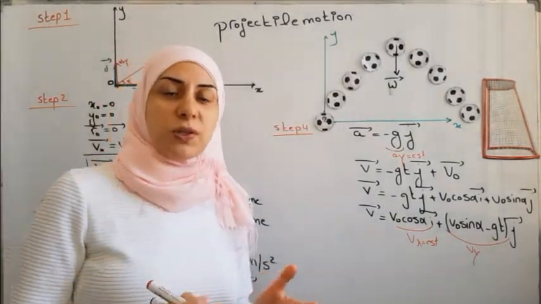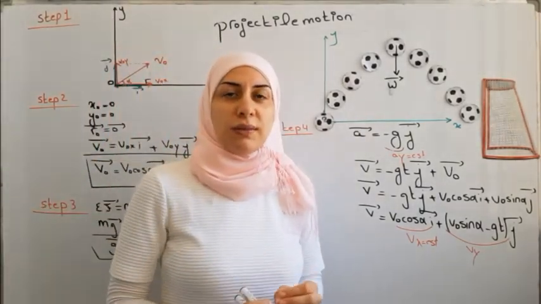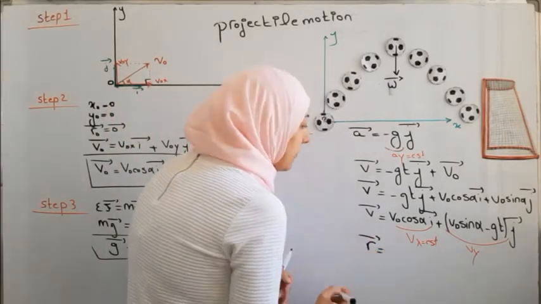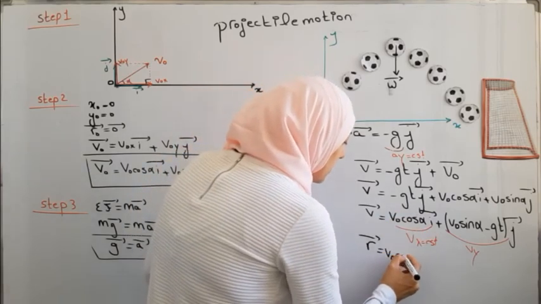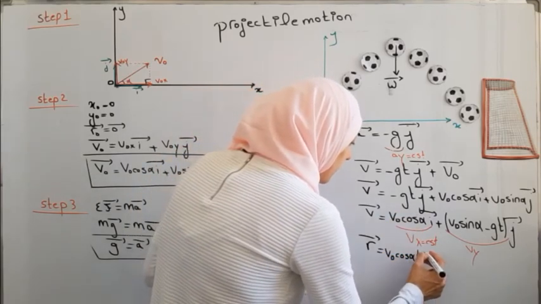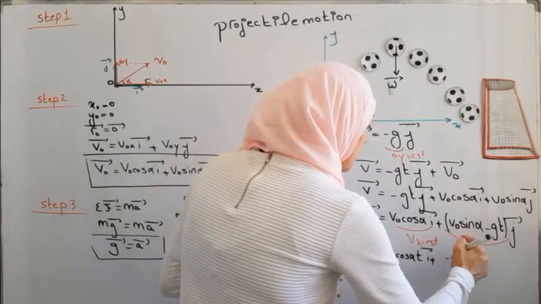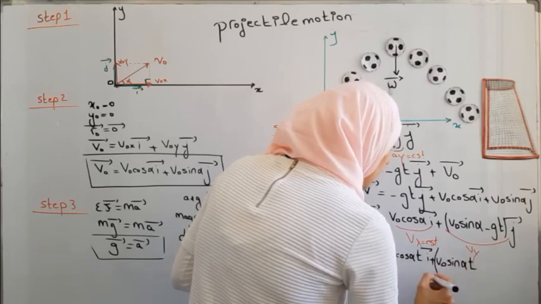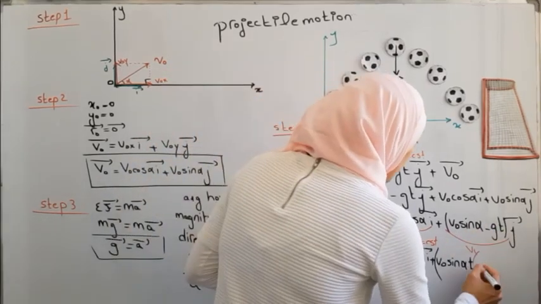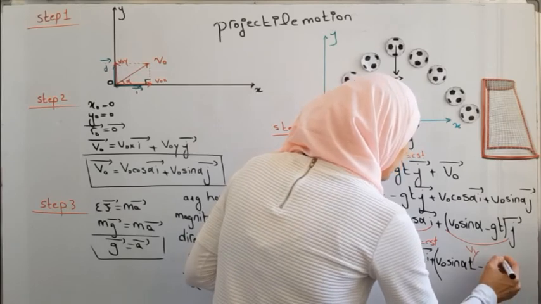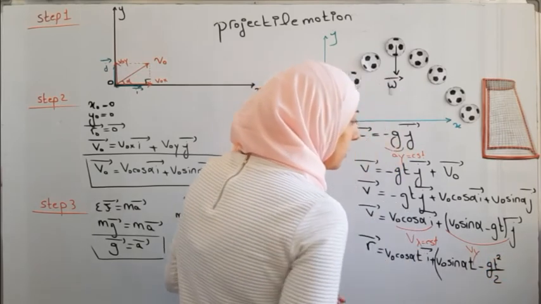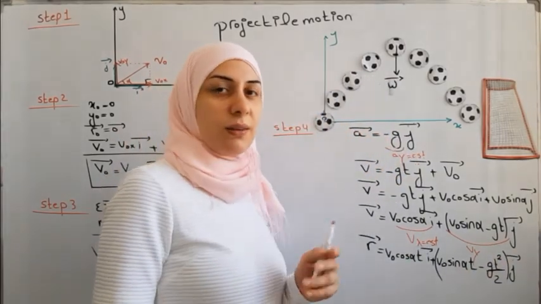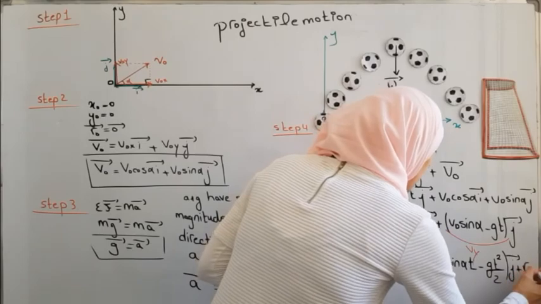Now we want to find the position vector, which is the antiderivative or the integral of the velocity vector. So this is a constant, so r equals v0 cosine alpha times t. This is also a constant. Okay, this is g t, and the antiderivative of a constant times time is g t squared over 2. And all of these multiplied by j. We also have to add the constant, which is r0.